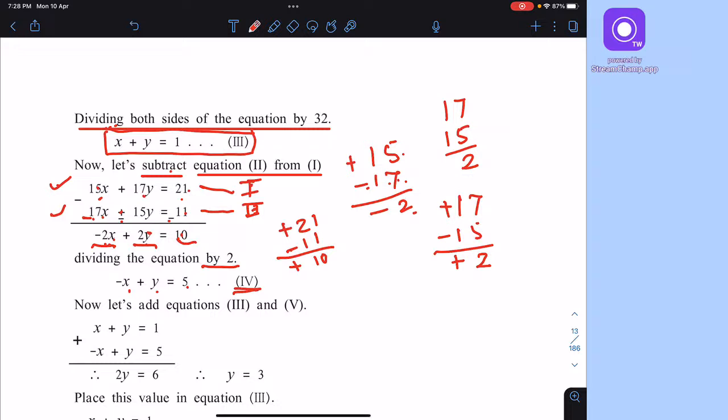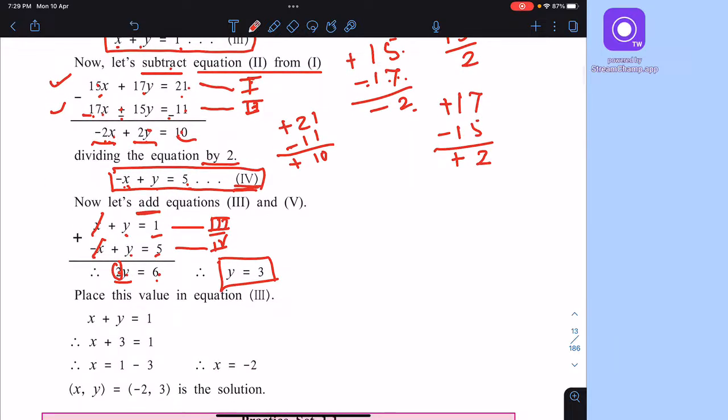Equation number 4. Now you will find that in equation number 3 you have x plus y is equal to 1. And in equation 4 you have minus x plus y is equal to 5. So if you add these two equations, this is x plus y is 1, from equation number 3, and minus x plus y is 5, from equation number 4. If you add, this is plus x and this is minus x, that will cut. And y and y becomes 2y, and 1 plus 5 is 6. Now if you divide by 2, y becomes 6 upon 2, so y is equal to 3.